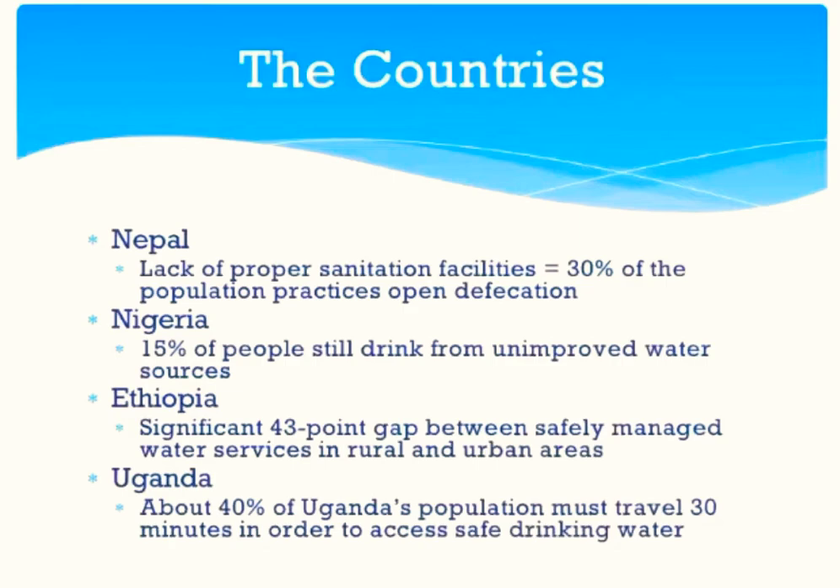Ethiopia. There is a significant 43-point gap between safely managed water services in rural and urban areas in Ethiopia, resulting in about 62 million Ethiopians lacking access to safe water. Uganda. About 40% of Uganda's population must travel 30 minutes in order to access safe drinking water. Surface water, which is water from lakes, ponds, streams, etc., accounts for 99% of Uganda's public water supply.